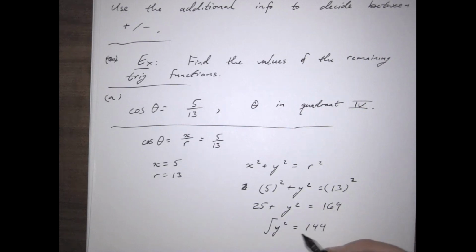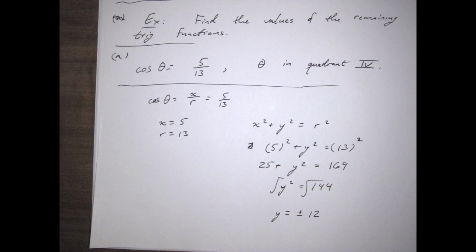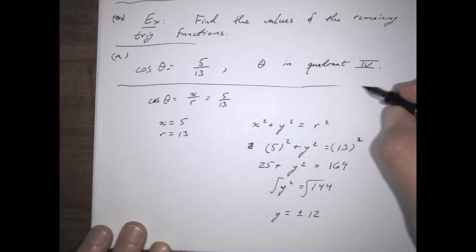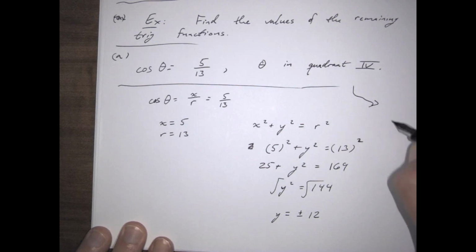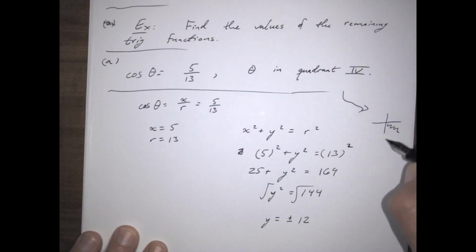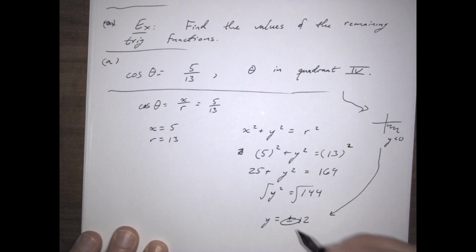So if we take the square root of both sides, we'll get y is equal to 12, but because we took a square root of a square, we don't actually know, was y the positive or the negative version of this? Y squared equals 144. That's a fact that's true about 12, but it's also true about negative 12. So this is where we need to use this piece of information to make our decision. So quadrant 4 is down here. So y is going to be negative, which means we're interested in the negative version. So y equals negative 12.